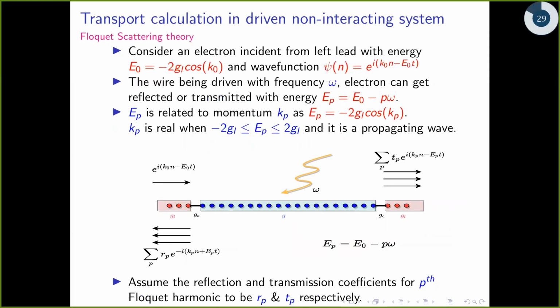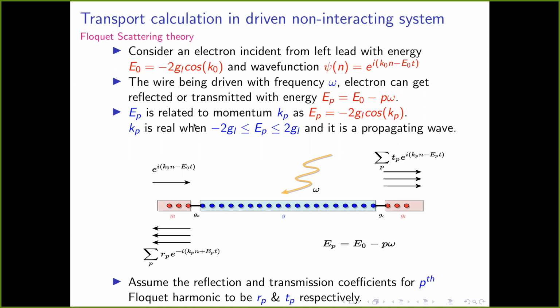Okay. So let's suppose an electron is incident from the left lead with an energy E naught, which is connected to the momentum like this, the dispersion relation, and with a plane wave function psi n equals e to the i k naught n minus E naught t, and the wire is driven with frequency omega. Then this electron, after reaching inside the wire, can gain or lose energy. So if it comes with an energy E0, it can have energy EP equals E naught minus P omega. So P can be positive or negative. This is just a convention that I have put a minus sign.